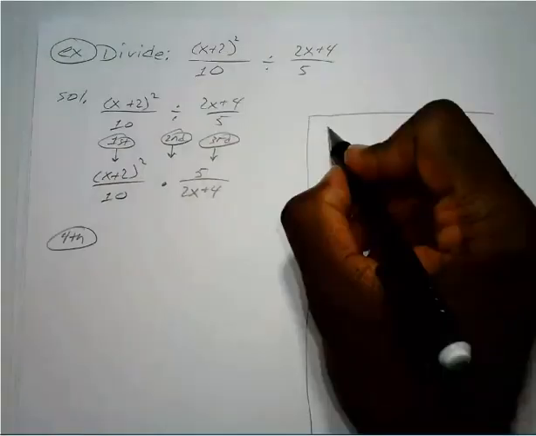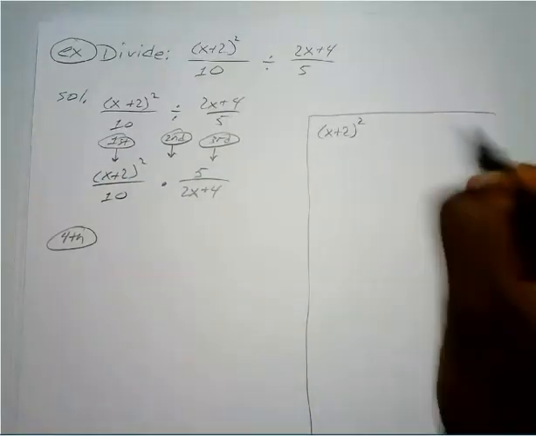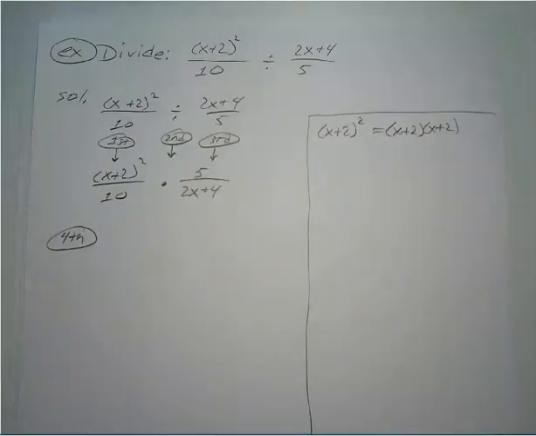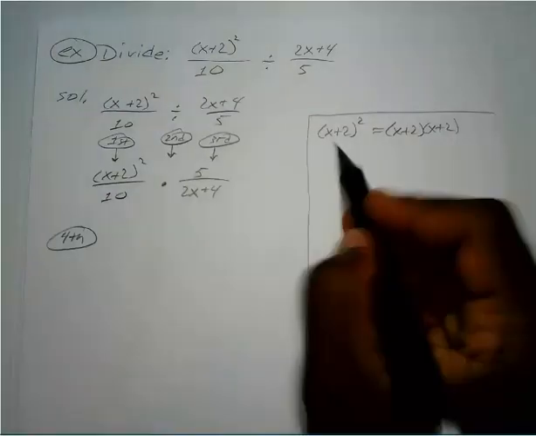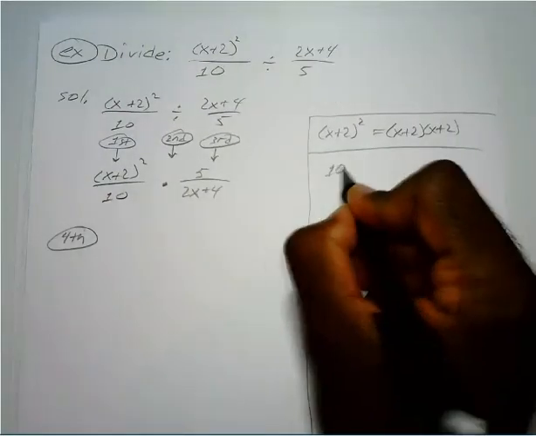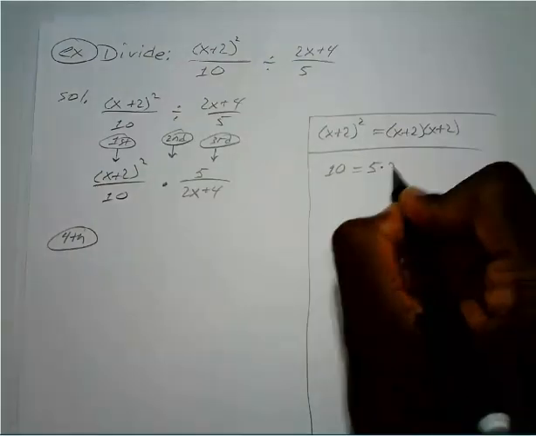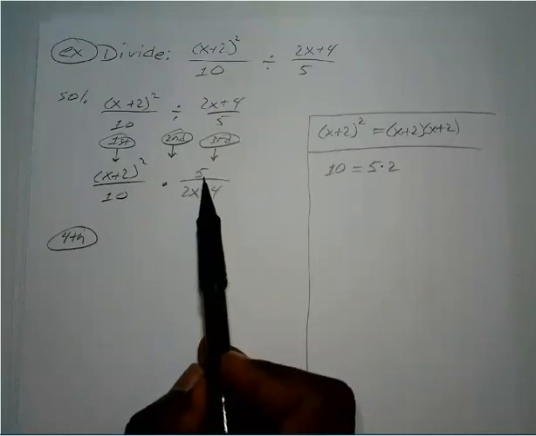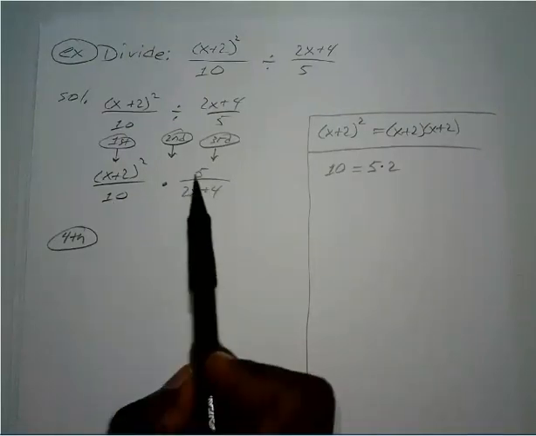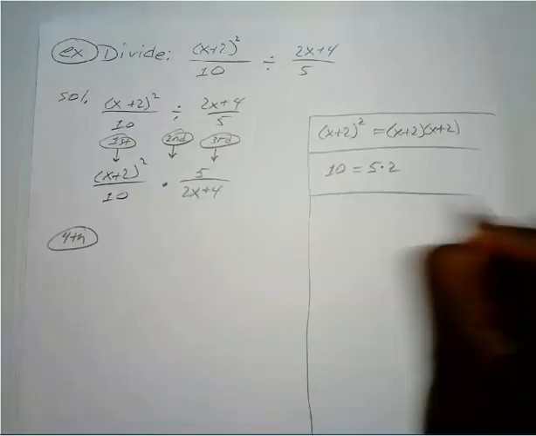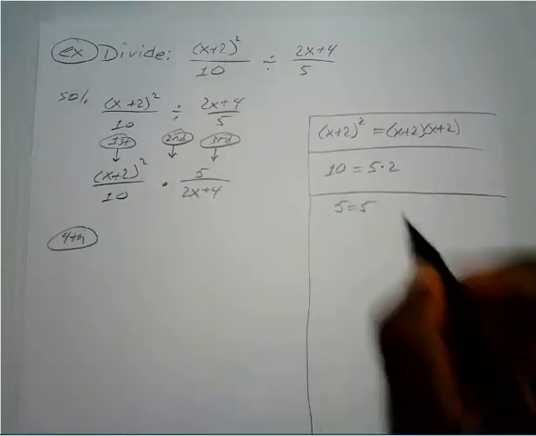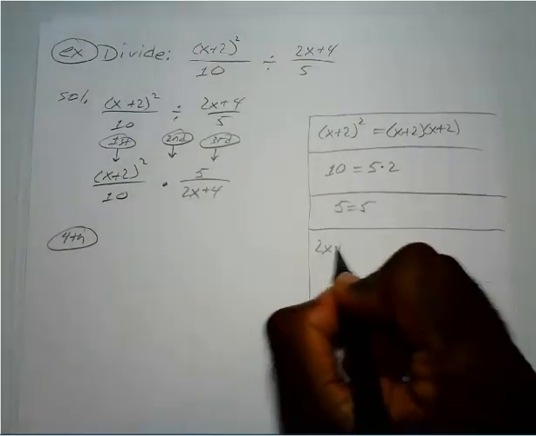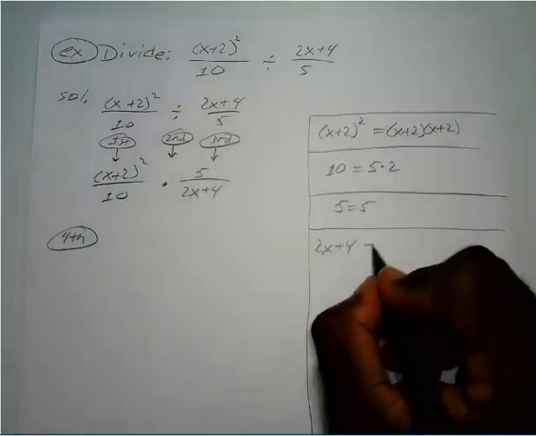So x plus 2 squared is just x plus 2 times x plus 2. That one was pretty straightforward. Now 10, we can rewrite that as 5 times 2. The reason I did that is because there's a 5 up here, so if we make that 5 times 2, those 5s can cancel out. 5 is just 5, there's nothing we can do with that one. And our 2x plus 4, we can factor a 2 out of both of those, so we have 2 times x plus 2.